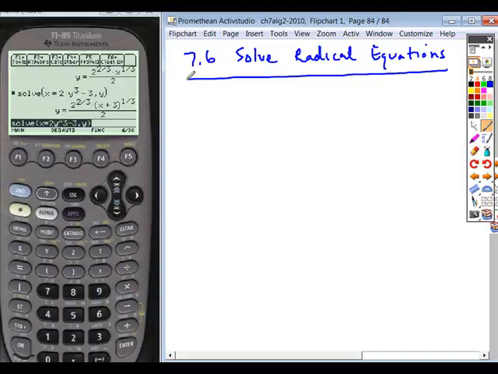All right, as I had mentioned, solving radical equations. If you're doing this by hand, there's a little more to it. Okay, I'm going to go through and show you the methods for solving by hand.